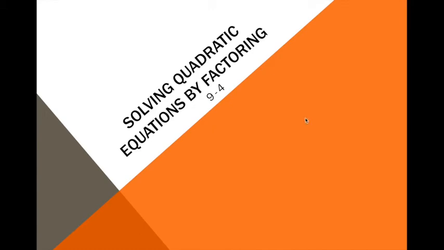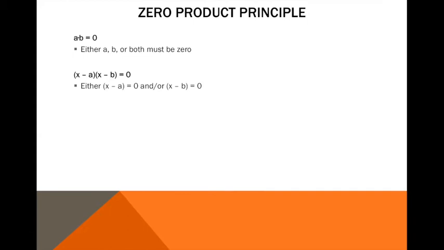Solving quadratics by factoring. Zero product principle: A times B equals 0. Either A, B, or both must be 0. So, x minus A times x minus B equals 0. Either x minus A equals 0 and/or x minus B equals 0.